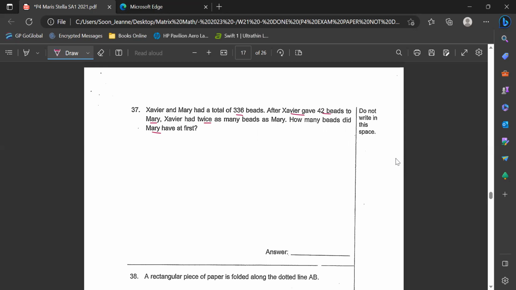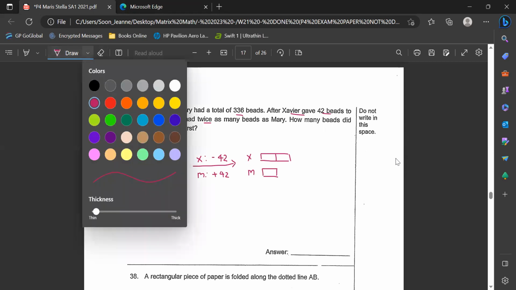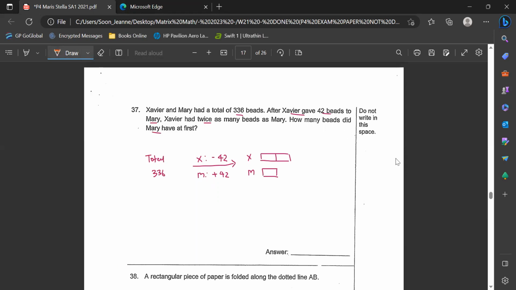What we are going to do is, we don't know exactly how many beads each child has. So we will just write down the total for both of them is 336. But something is going to happen. Xavier is going to give 42 beads to Mary. So Xavier, I'll put on top, minus 42, and Mary will receive, so Mary will plus 42. After which, Xavier had twice. So I'm going to draw 2 units to represent twice, and 1 unit for Mary. If you look at your question carefully, you can see that they didn't give away any beads.